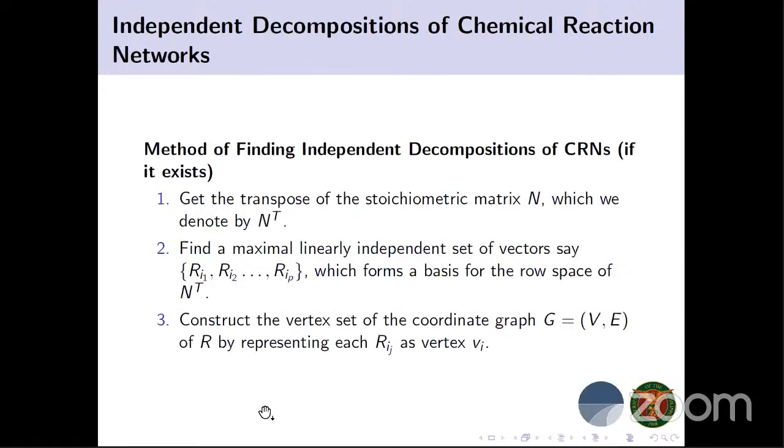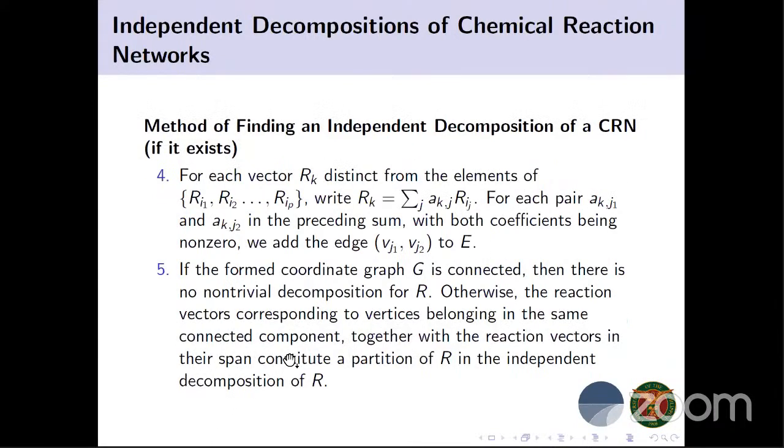Okay. And after giving this theorem, we have this method of finding independent decompositions of CRNs. Number 1 is to get the transpose of the stoichiometric matrix, which we denote by NT. And then let's find a maximal linearly independent set of vectors, as we have seen earlier, which will form a basis for the row space of NT. And so on. So I will just give you an example to illustrate this method.